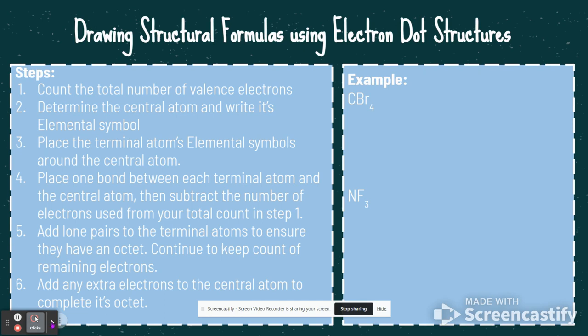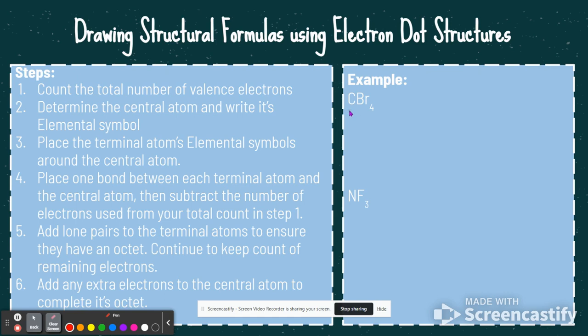So we're going to go ahead and start applying these rules to our couple of examples we have. We have carbon tetrabromide here, CBr4, and we have nitrogen trifluoride here, NF3. We're going to work through all the steps on each of these examples, and they'll probably make a lot more sense.